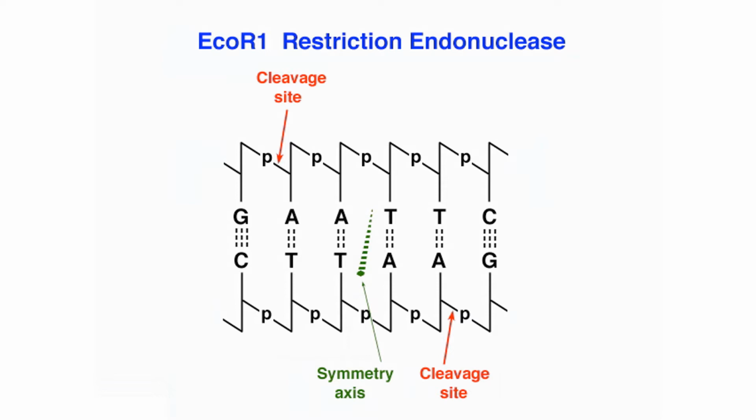I also want to point out, and we'll take another look at another slide momentarily, that some enzymes produce blunt ends and are more difficult to work with. However, the EcoR1 site produces what we call sticky ends, and that makes life easier. Okay. So here is our inverted palindrome.